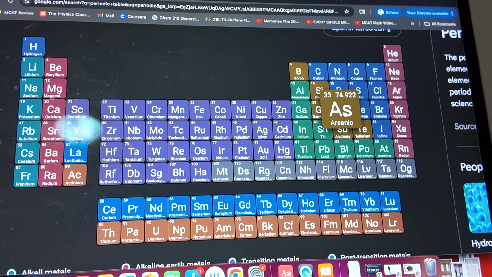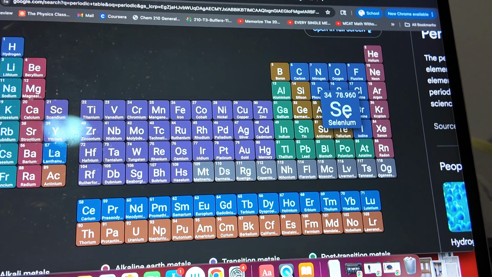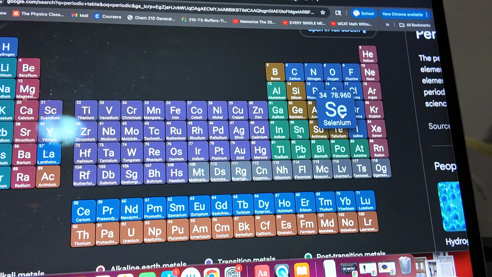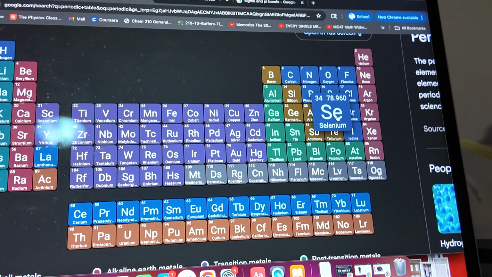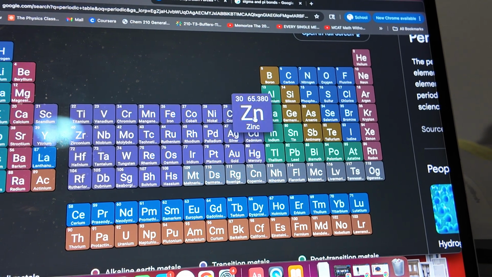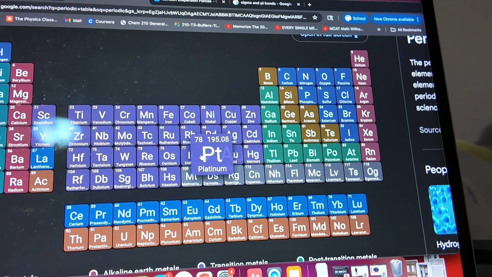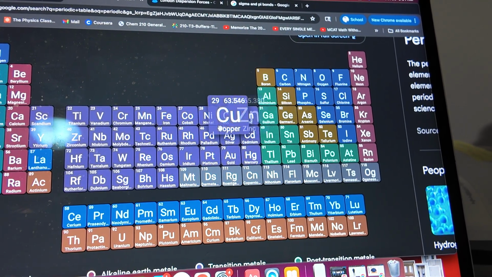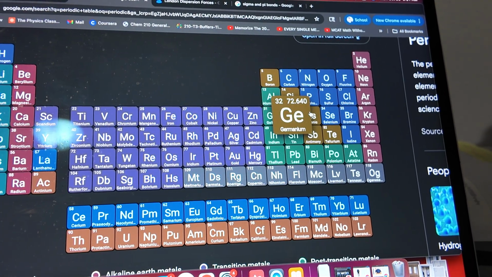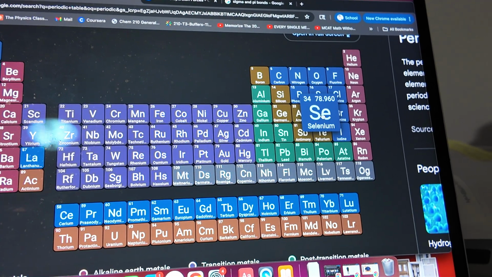4p1, 2, 3, 4. So that's 1s2, 2s2, 2p6, 3s2, 3p6, and then you drop down and you consider this, because this is 3d. The first row is 3d, and this is 4d, and this is 5d, and so on and so forth. And so you do 3d10, then you do 4s2, and then you do 4p4. So that's the answer for selenium.